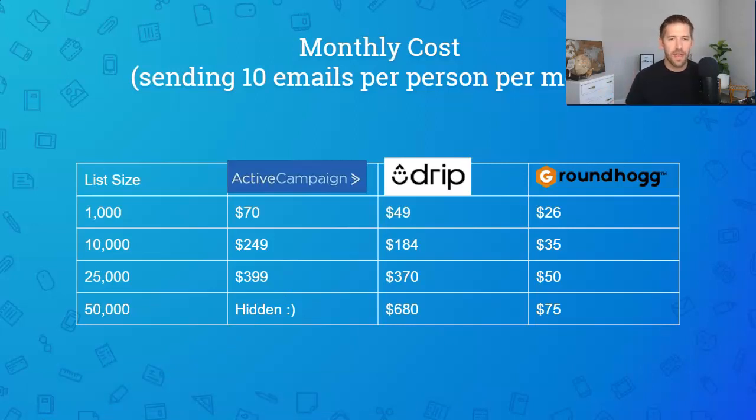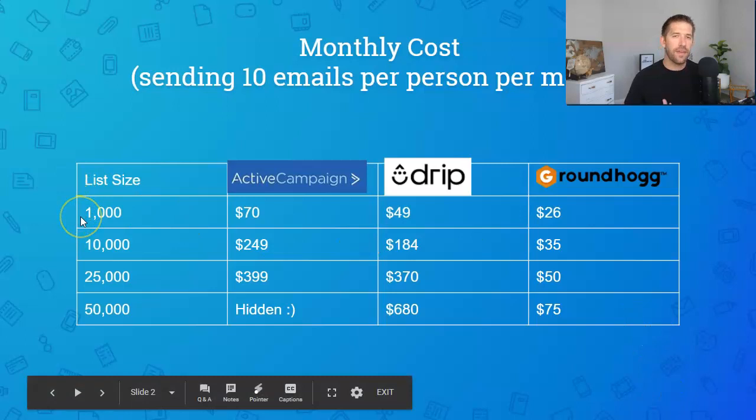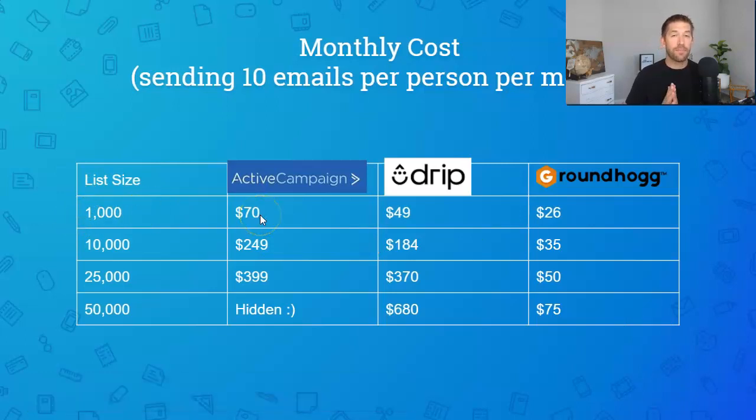So going across here, if you have a smaller list of 1,000 people or less, ActiveCampaign has a couple different pricing tiers. I went with the plus tier, the one that had the CRM and the most equal feature set amongst these, and that is $70 per month. Drip is looking at $49 per month, and Groundhogg is coming in at $26 per month. I'll talk about that pricing in Groundhogg once we go through this table and explain why it costs that much or that little.